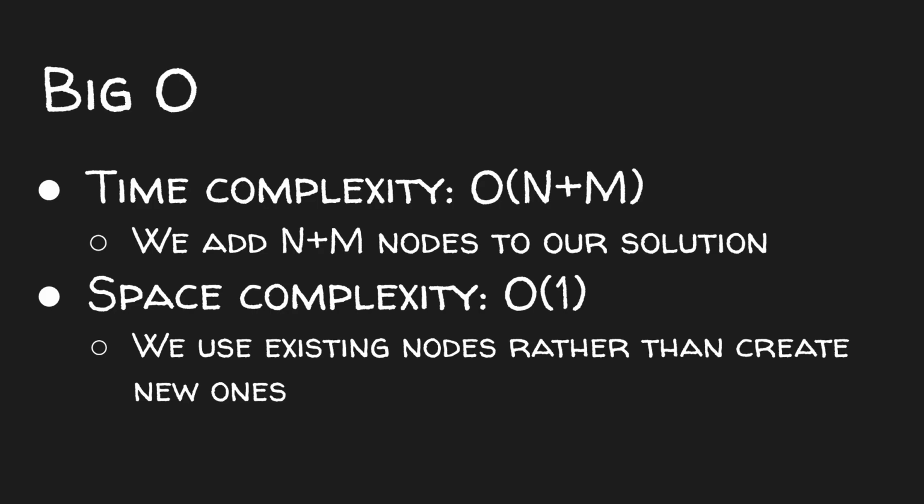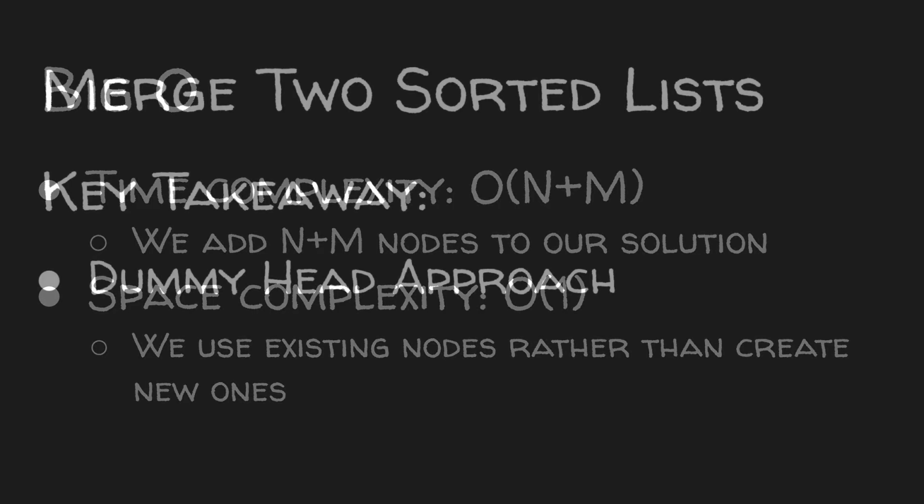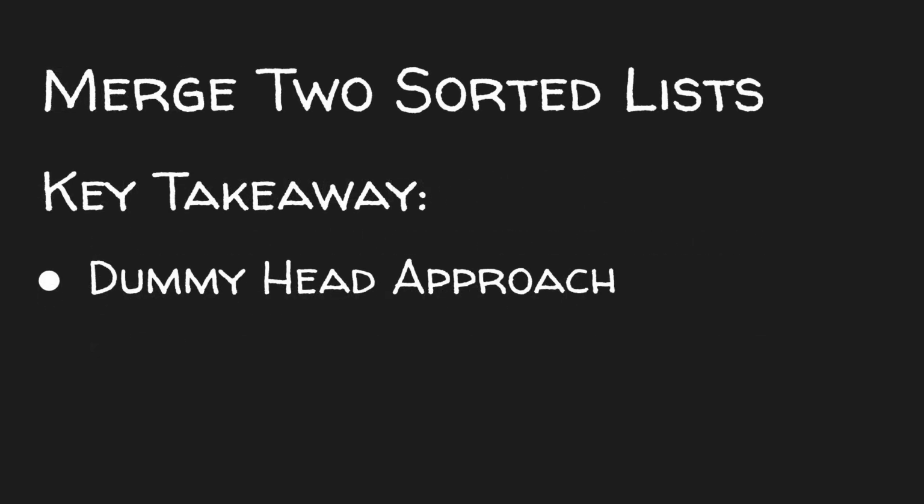Alright, and that's it for today's problem. Remember, the key takeaway for this problem, merge two sorted lists, is practicing using the dummy head approach. Hopefully this was helpful for you, and thanks for listening.